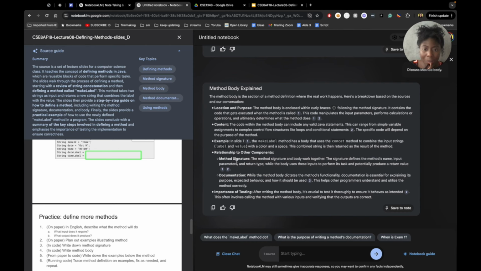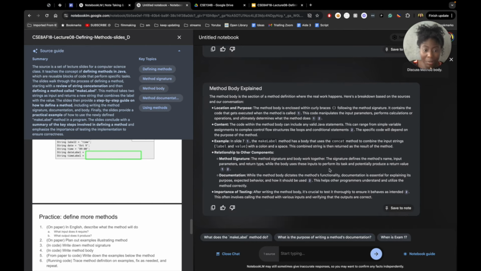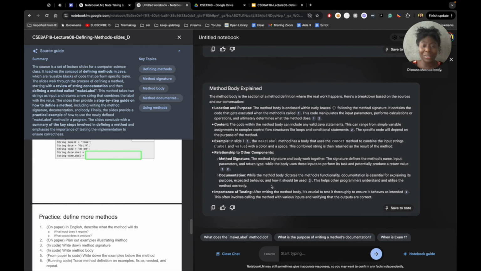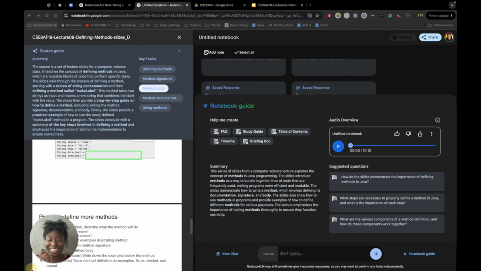But okay, method body explained. Nice. I mean, it's citing it from your documents, which is amazing. Because sometimes you be using ChatGPT, and I'm like, where did you get this from? But it's citing it, which is really cool. Oh, yeah, the podcast. Okay, let's listen to this, y'all.